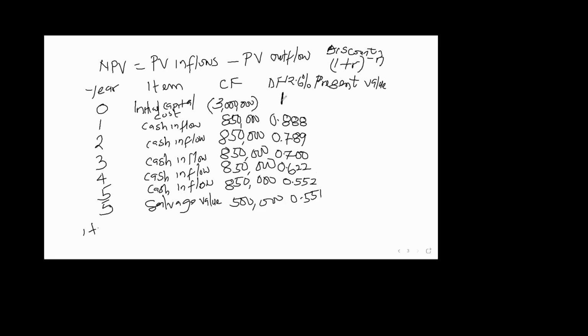3 million multiplied by 1, minus 3 million. That will give us 3 million negative. Next. 754,800. Next. 670,650. Next.